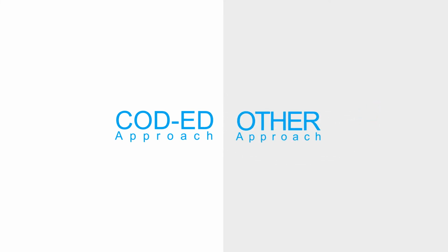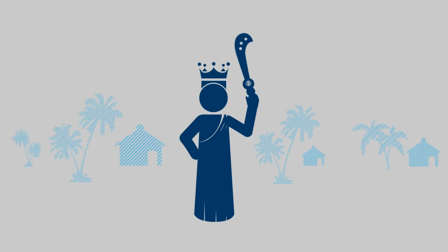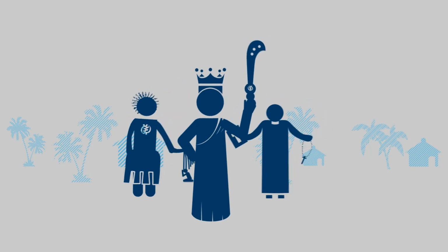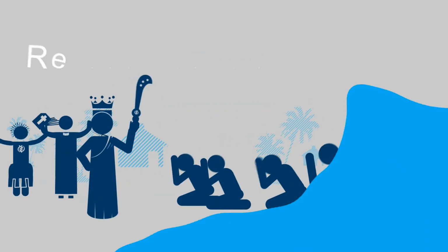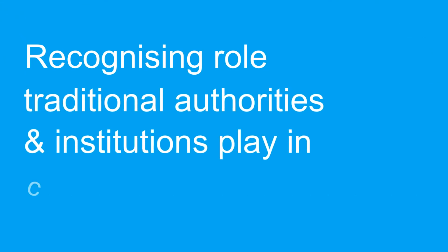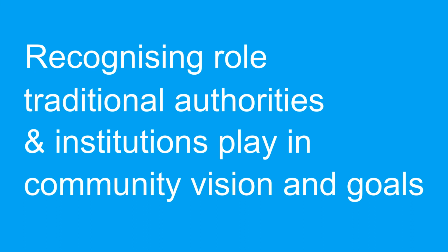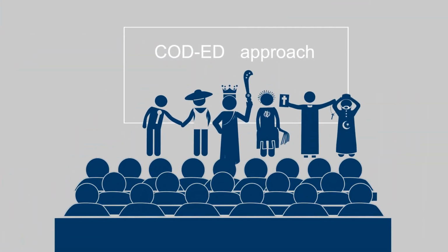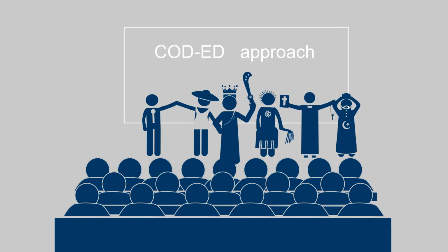A third and very important aspect of the COD-ED approach is the way in which traditional authorities and community institutions are deeply engaged. Traditional authorities and institutions often hold considerable power and/or influence. Recognizing the role that the traditional authorities and institutions can play in realizing the vision and goals of the community, the COD-ED approach aims to work closely with these institutions in facilitating community organizational development.